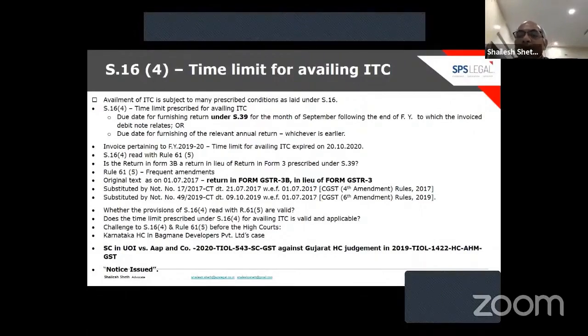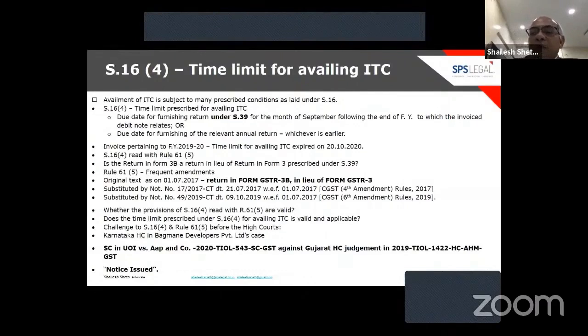So therefore, the question arises whether 3B can be said to be a return in lieu of 3. If the answer is yes, then obviously this time limit will be operative. If the answer is no, then this time limit cannot be said to be operative. If you see, by Notification 49/2019, the amendment was made to Rule 61(5). By amending Rule 61(5), retrospective effect has been given, whereby 3B has now been declared as a return in lieu of 3.